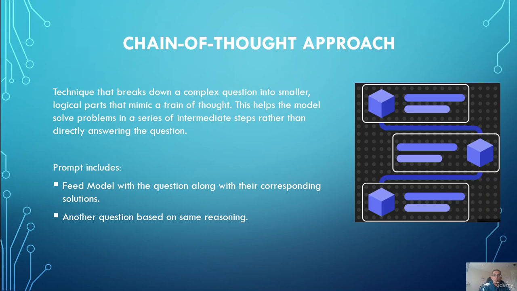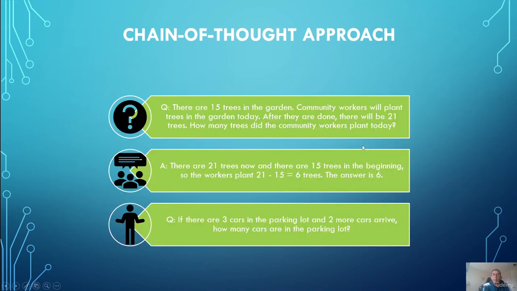The chain of thought approach is very similar. Here the prompt also includes a question for the model along with the corresponding solution, and we will ask another question based on the same reasoning. So now let's look at one example.